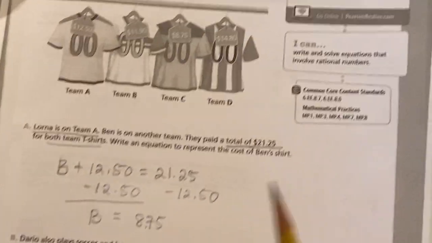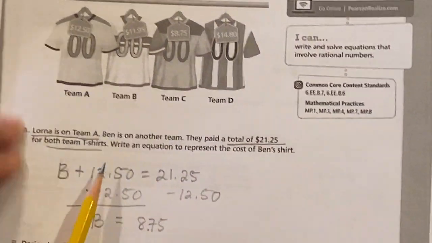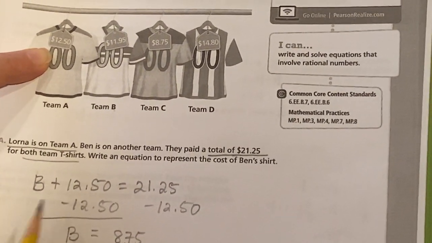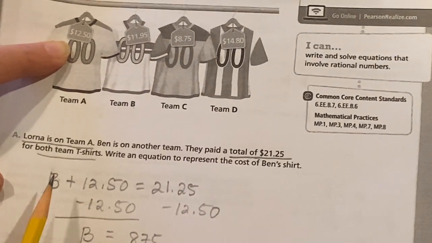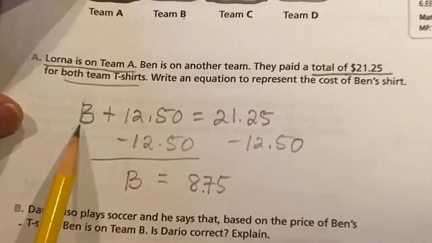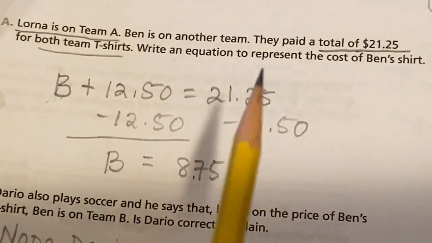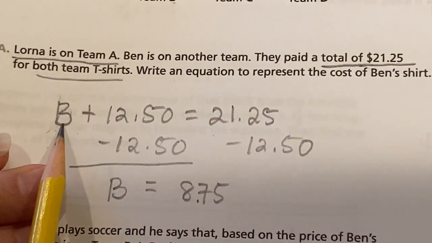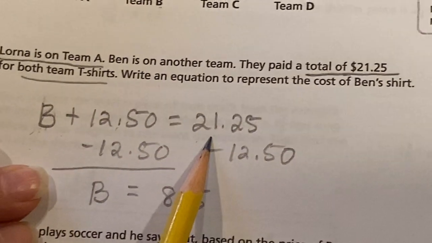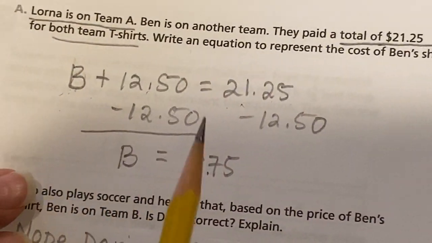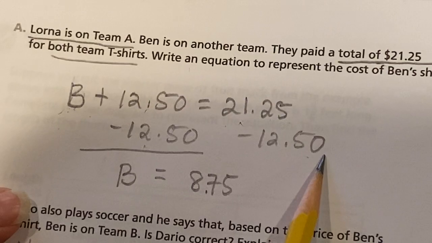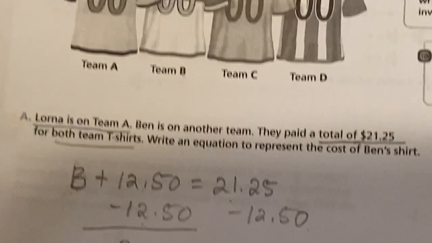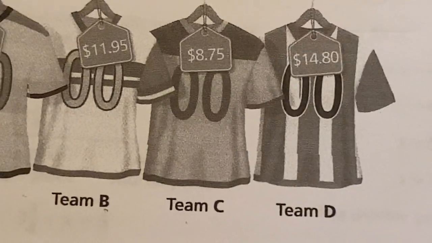Okay, so Lorna's on team A. That means that her shirt was $12.50. Ben is on another team. We don't know how much his shirt costs. So I just used B for the variable for that unknown shirt cost. I do know that the total cost was $21.25. So my equation was B plus $12.50 equals $21.25. Then I subtracted $12.50 from both sides, and I was left with B equals $8.75. So that means that Ben is on Team C.